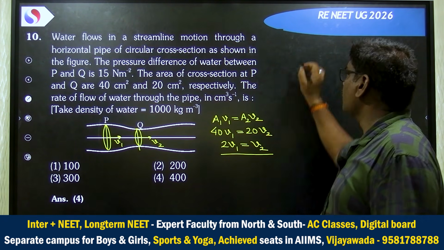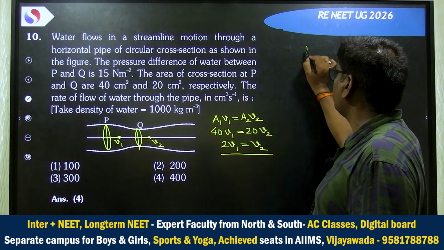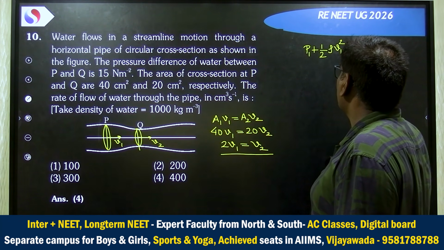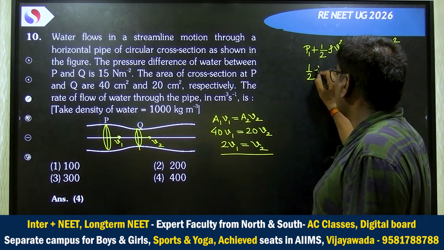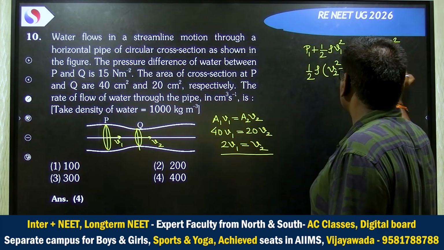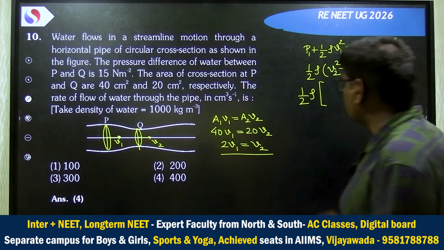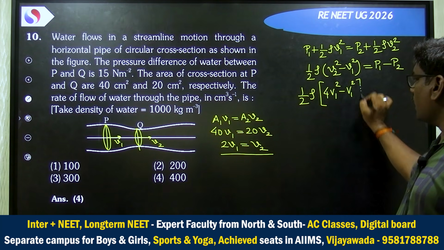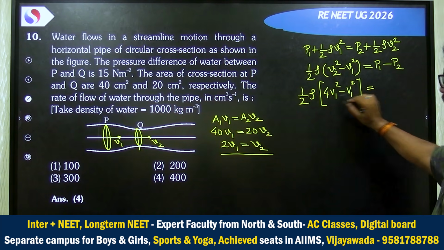Second is Bernoulli's equation, same horizontal level. So no head means no rho GH term is there. So we can say P1 plus half rho V1 square is equal to P2 plus half rho V2 square, which can also be written as half into rho into V2 square minus V1 square is equal to P1 minus P2. Now, here it is half into rho. If I put this V2 as twice of V1, it will give me 4V1 square minus V1 square. And you don't need to see whether P1 is greater or P2 is greater, because anyways this value cannot be negative if this is positive, right?